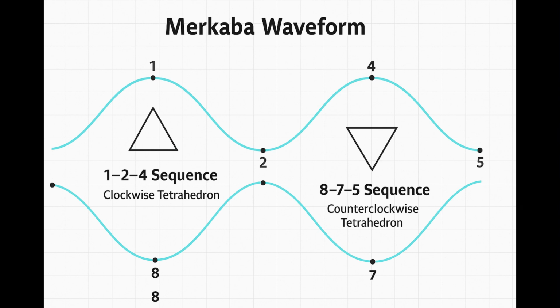Separate graphs can be plotted for 1, 2, 4, and 8, 7, 5. These show similar waveforms on their own. Assuming the model of tetrahedrons based on the Merkaba being 1, 2, 4, and 8, 7, 5, rotating in opposite directions, there are clear wave patterns. Both sequences are equal and opposite, creating a waveform entanglement. The opposing phases sync rhythmically, just like the rotating tetrahedrons in a Merkaba.